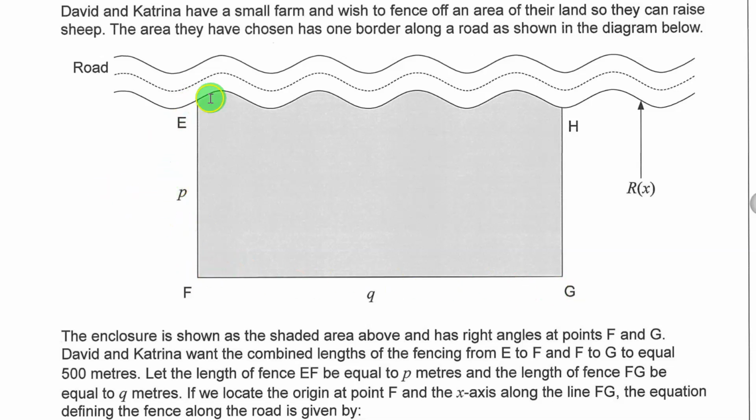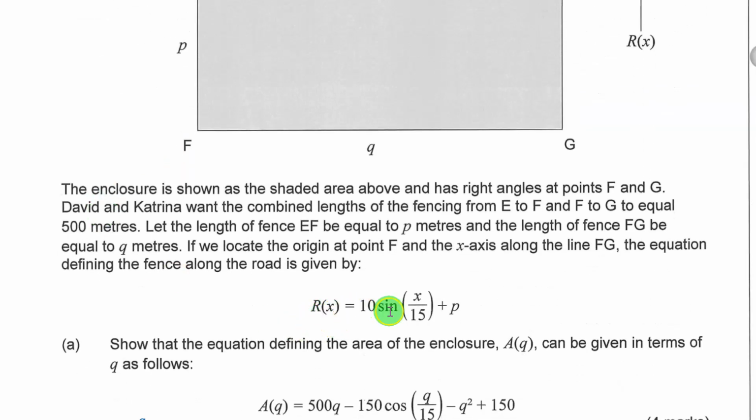So we're given a function for the curved part from E to H. Here it is, R of X is 10 sine X on 15 plus P.